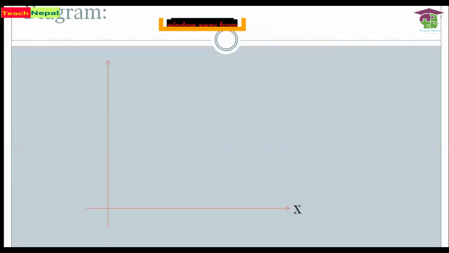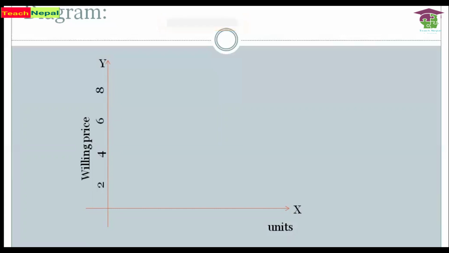In the x-axis, units are measured. In the y-axis, willing price is measured, and these are the willing prices 2, 4, 6, 8. And this can be said marginal utility as well, because marginal utility tends to be equal to willing price. And these are the units. O means origin, or 0 means origin. 1, 2, 3. These are the units.